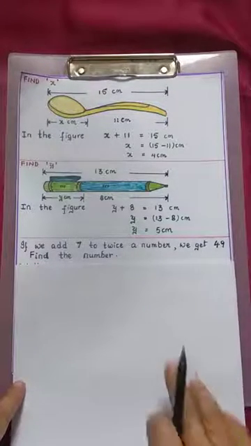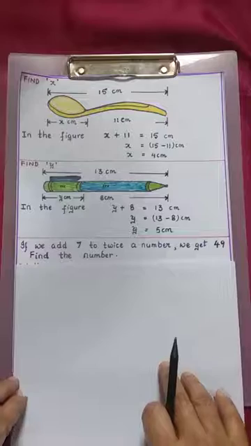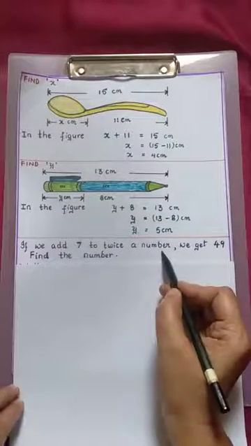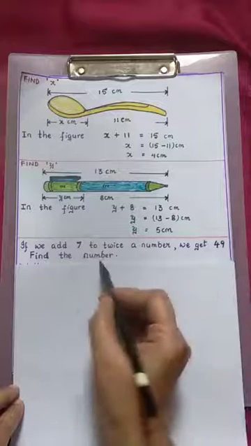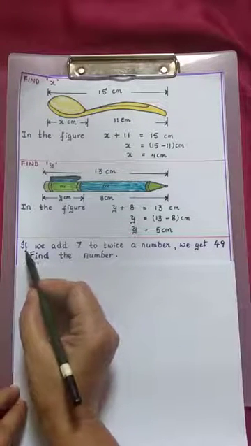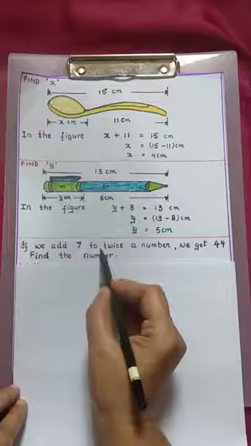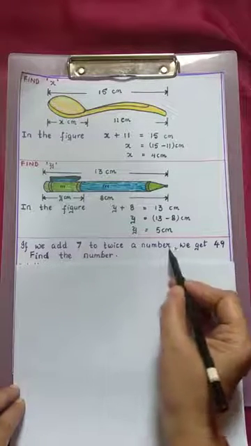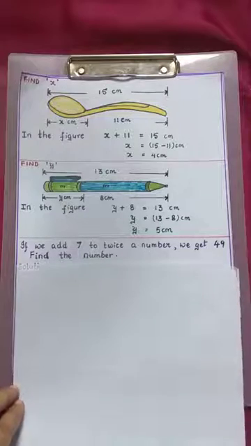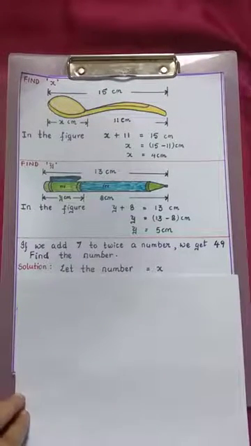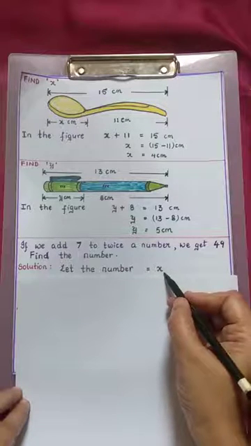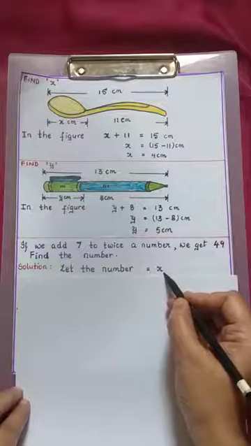Now you see another word problem. If we add 7 to twice a number, we get 49. Find the number. Once again, read the problem carefully. If we add 7 to twice a number, we get 49. Find the number. Here the number is unknown. So see the solution. Let the number be x. Here you can take any variable. Just I took here x.